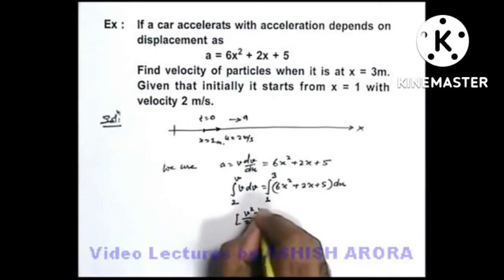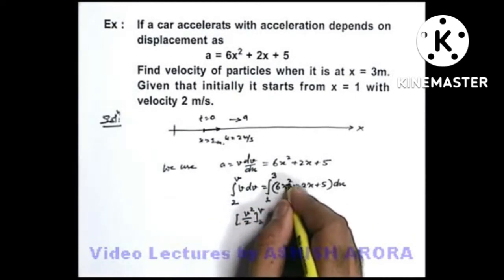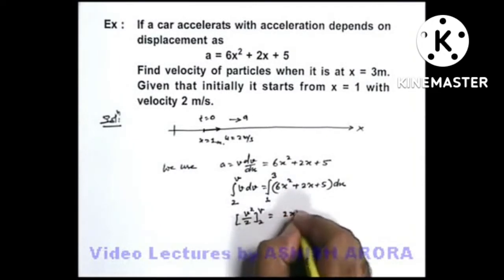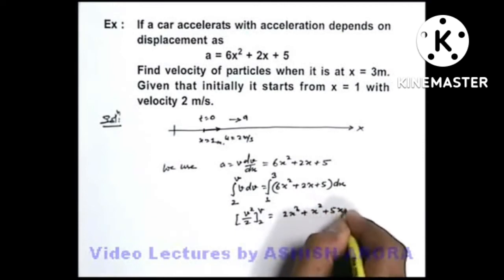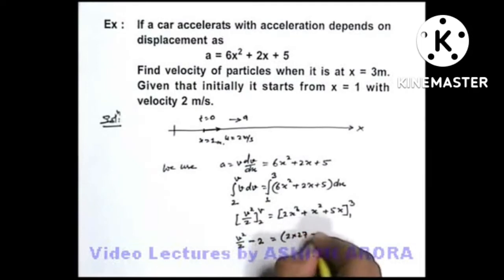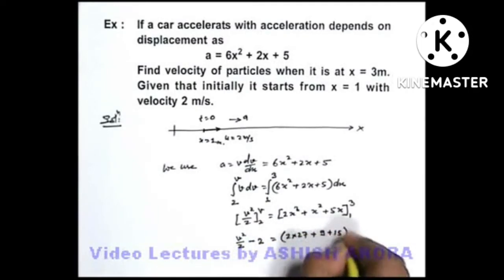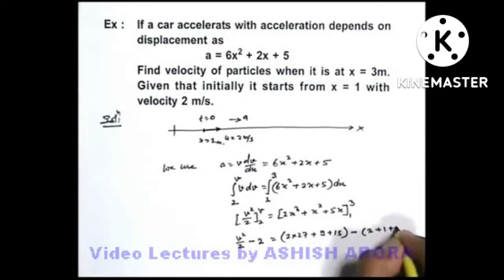We'll put the limits from 2 to v, and on this side on integrating, you can see that the integration of x square becomes x cube by 3. So it will be 2x cube, plus 2 into x square by 2, which is x square, plus 5x, and we put the limits from 1 to 3. So on the left hand side we get v square by 2 minus 2 equals, first we put the upper limit, that will be 2 into 27 plus 9 plus 15, minus we put the lower limit, that is 1. It will be 2 plus 1 plus 5.